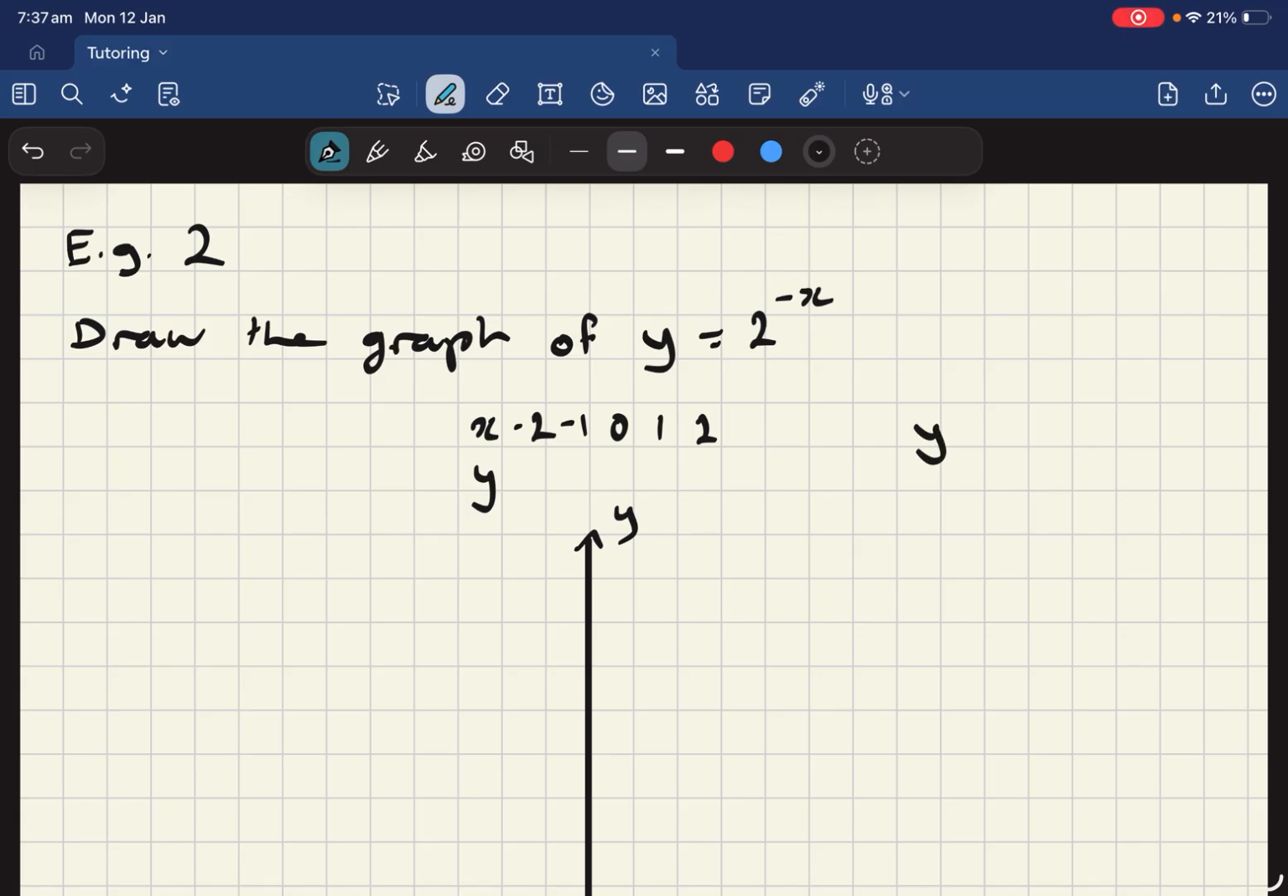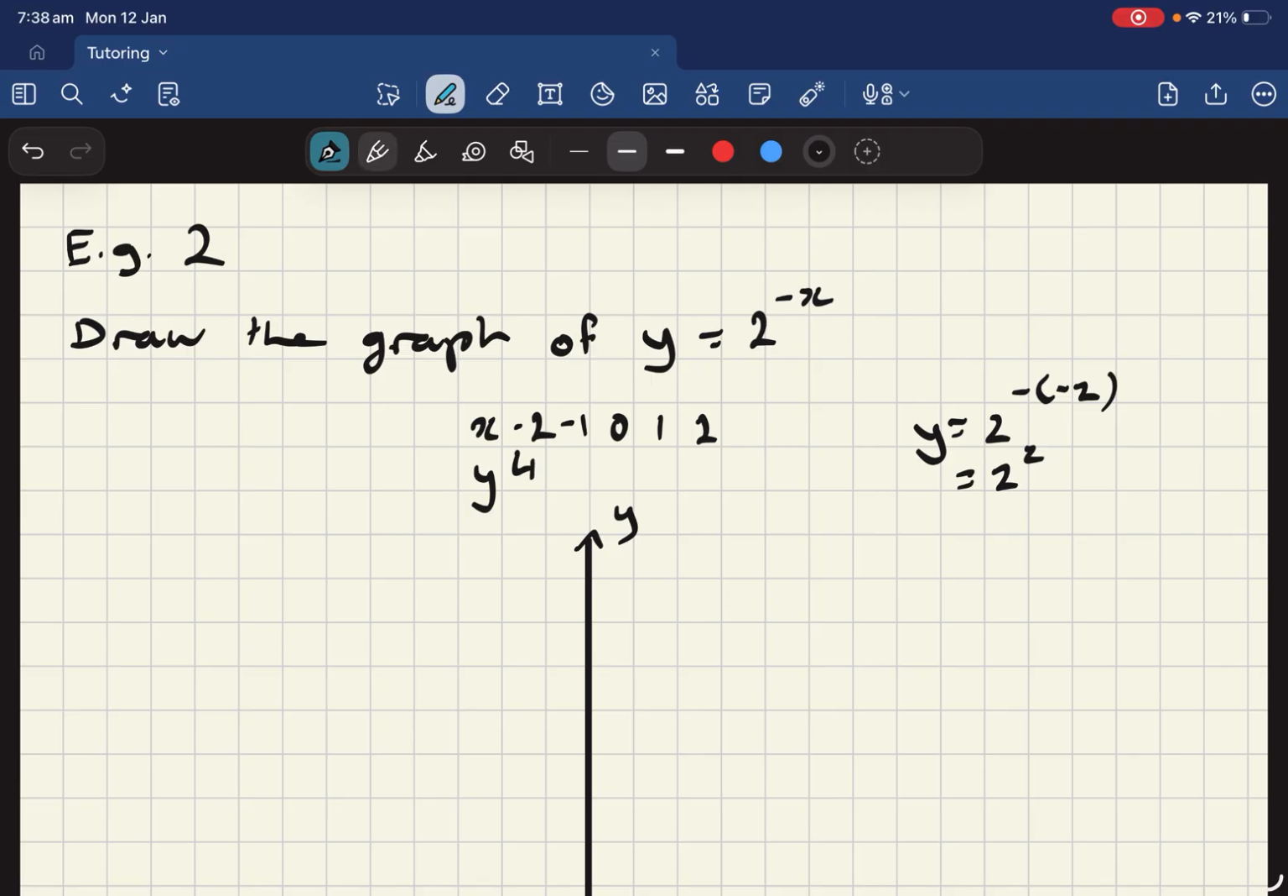So I get that y equals 2 to the power of -(-2). Now I have a double negative in this power. So -(-2) is the same as saying +2. So we get 2 to the power of +2, or 2 squared. That's going to give us 4.